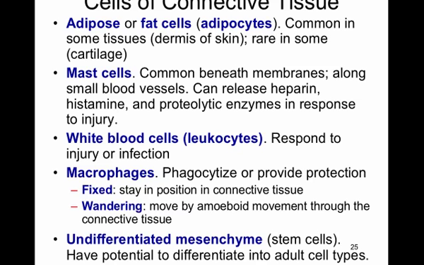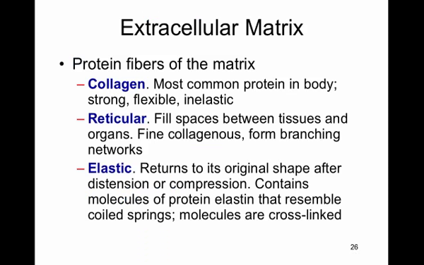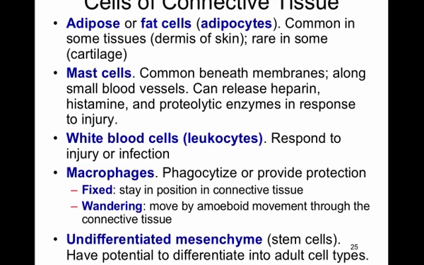Okay, mast cells are common beneath your membranes and along the small blood vessels because they release heparin, which is a... Do you guys know what heparin is? Heparin. It is a blood thinner. So if you have grandparents that have heart attacks or something, they might be on heparin, which is a blood thinner. So it keeps their blood from clotting.